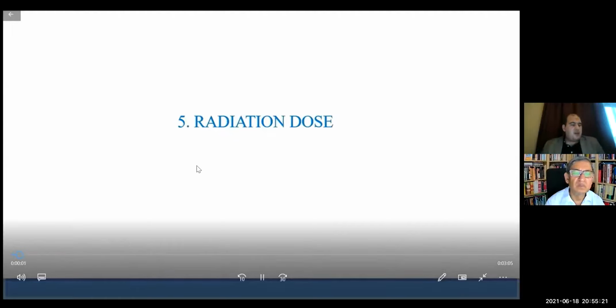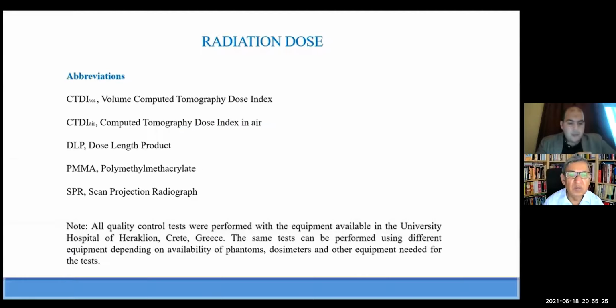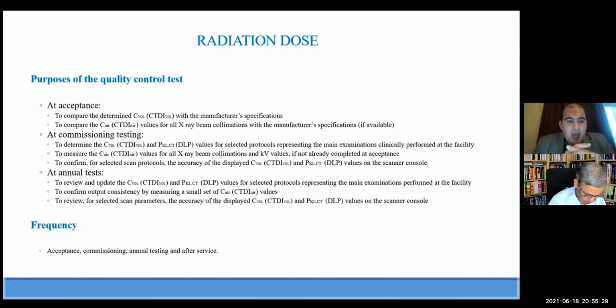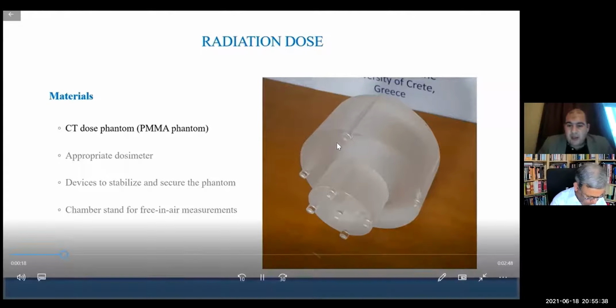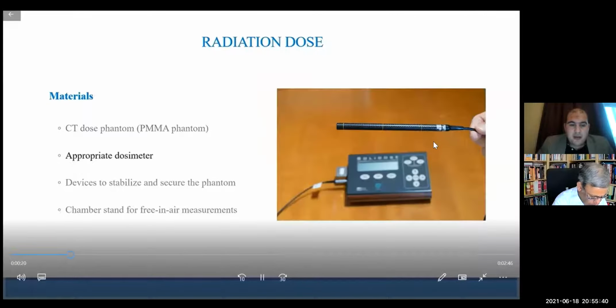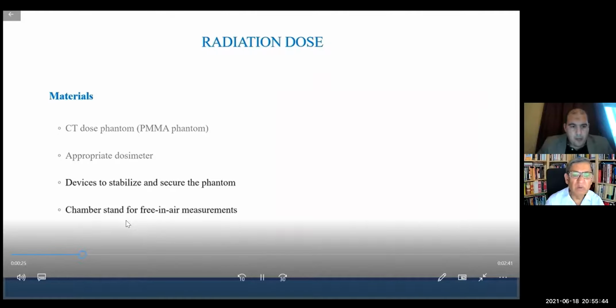It's about 3 minutes. It's explaining in detail how to do CT dosimetry or CT radiation dosimetry using our phantom here. You will get this big one for body phantom, and this is our ionization chamber. These are all the materials we need.